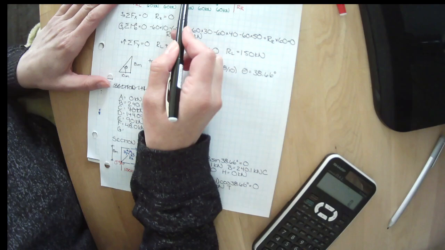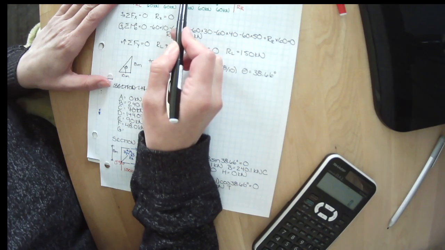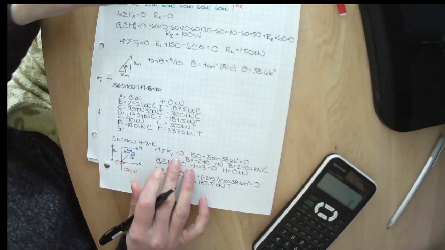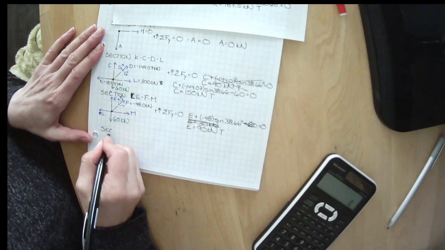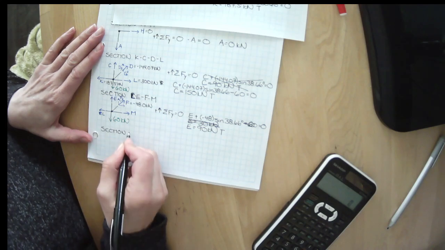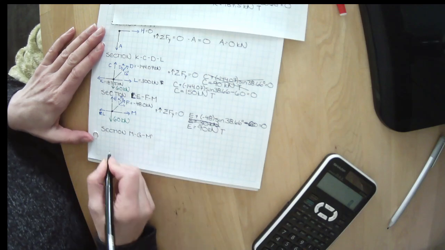All right, so now we're going to cut through G. So we're going to go through M, G. We might as well call this M prime if you want to. So section M, G, and M prime.